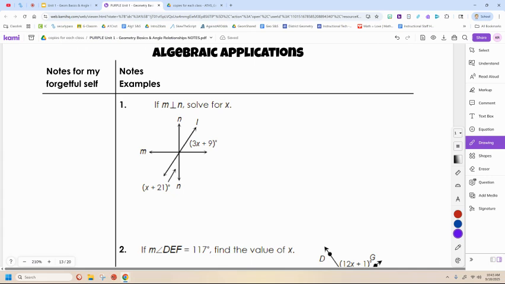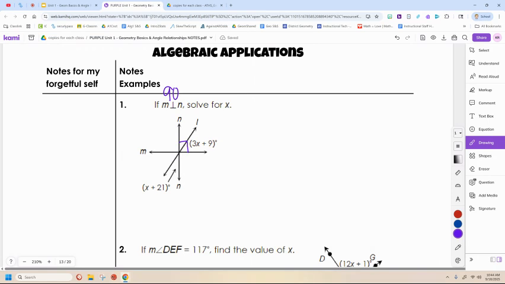Okay, so here we go. Look at question 1. If M is perpendicular to N, what does perpendicular mean? 90 degrees. If it's 90 degrees, then solve for X. Okay, so let's draw out our picture. Where's 90 degrees? Well, this is 90 degrees, and essentially any of those are 90 degrees, right?